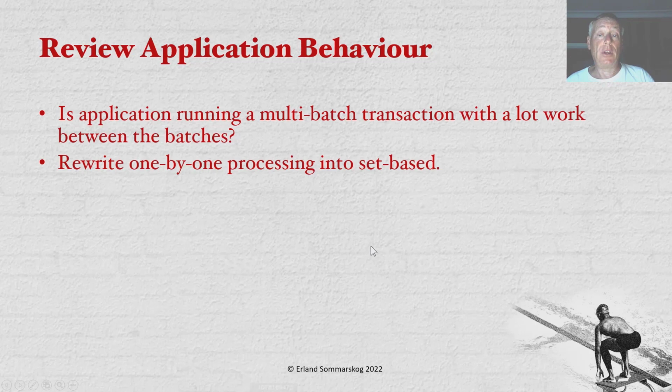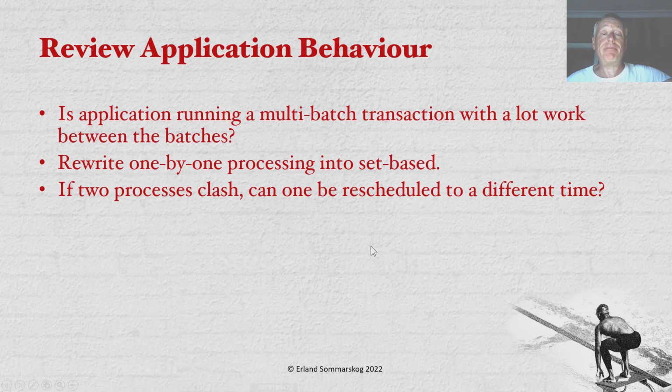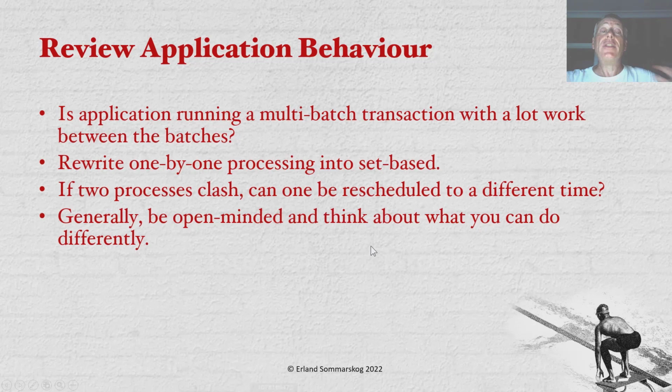Or you might find that you have two processes that clash, but wait a minute, they should not be running at the same time. It doesn't make sense. So just reschedule them to run at different times. And generally, be open-minded and think about what you can do differently, not only in technical terms but also in how the application works in general. Maybe, if we're doing this process, we should keep users out during this process rather than having lots of deadlocks.